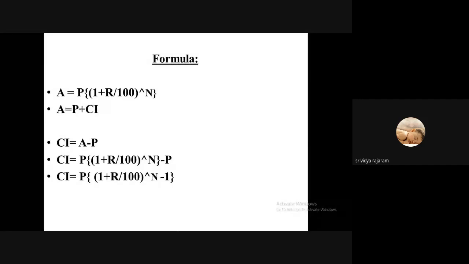By substituting the value of A in the second formula, that is A is equal to P plus CI, we can find the formula for compound interest. So CI is nothing but A minus P. We know the formula for the new amount, P into 1 plus R by 100, the whole power n, minus this principal amount. In both terms we have P as common, so take it out. P into 1 plus R by 100, the whole power n, minus 1. So this is the formula for compound interest. Am I clear?